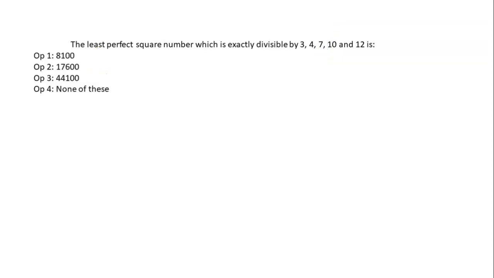So 3, 4, 7, 10 and 12 is only good. Right? 10 is nothing but 5 into 2. So 5 into 2 is there. Okay? So obviously it's not 44100. You can't take 0, 0 at all because you have 5 and 2. So your answer should be none of these.